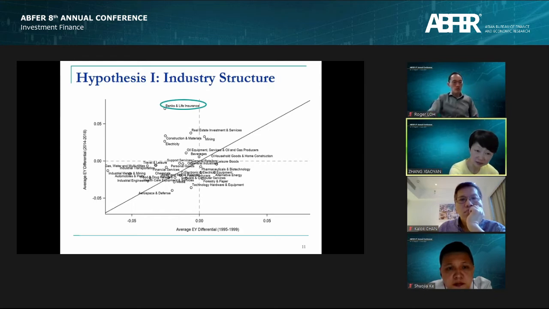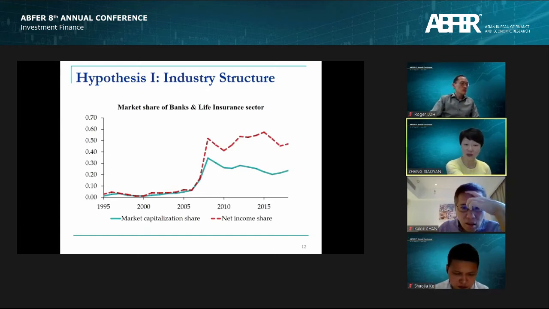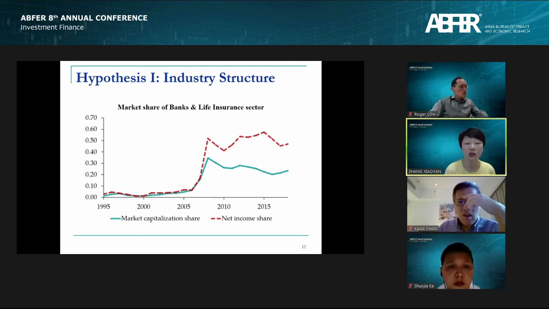Why do we think that way? Well, because financial services, banks and life insurance sector, they're super important for an economy like China. I show you the weights calculated using market cap. You can see before 2006, they're less than 10% in terms of market cap. Afterwards, it's very close to 30%. Is this one sector capable of explaining the variation over time?